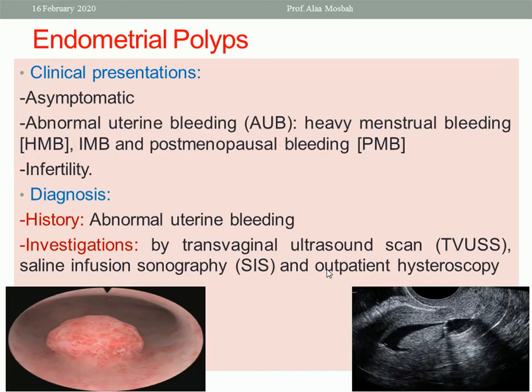and outpatient hysteroscopy. This is the saline infusion sonography, and this is the saline injected in the uterine cavity, making contrast, and the polyp can be seen very well by transvaginal ultrasound. While in the other picture, this is hysteroscopy, and the polyp can be seen easily, a single polyp inside the uterine cavity.